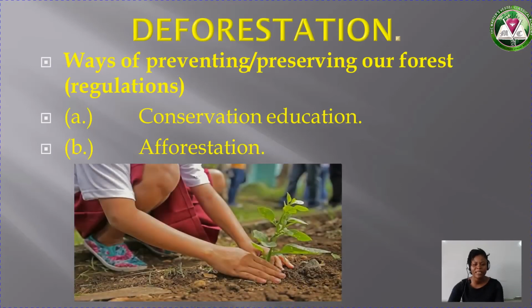For example, you can see the picture there. You can see that person planting a tree. When you look around, you see there are no trees there. He's actually planting trees. That's what we call afforestation.